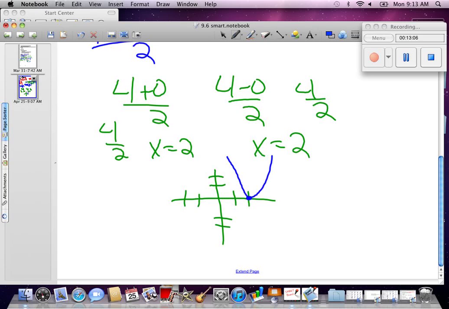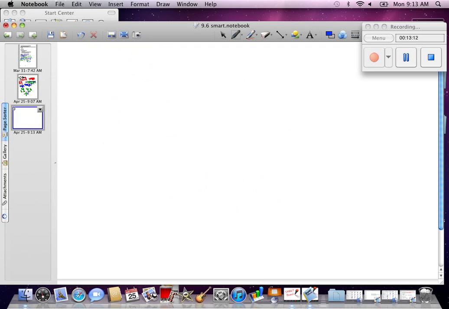Do you need another piece of paper? Everyone have this down? Next page, number 2.